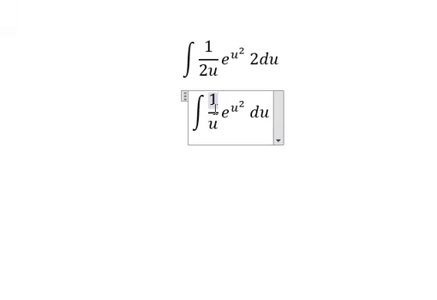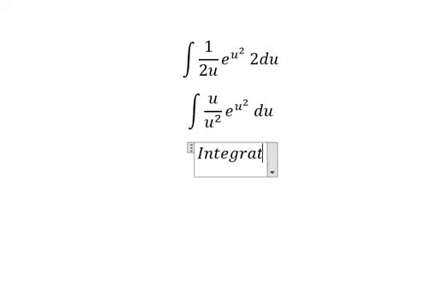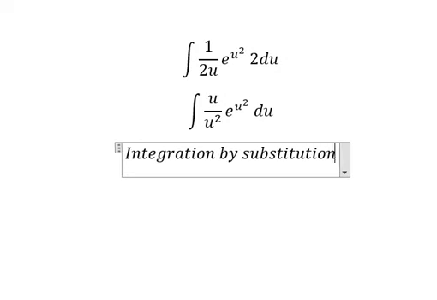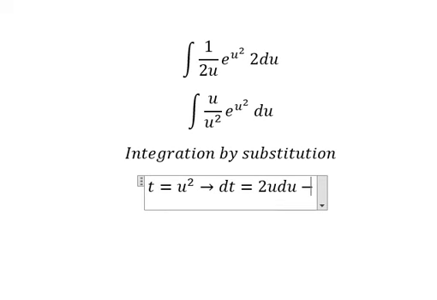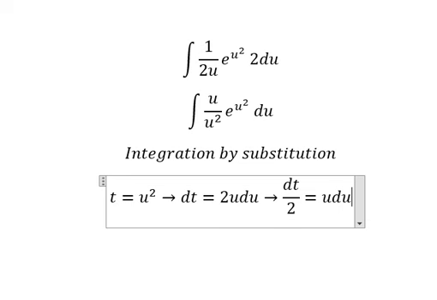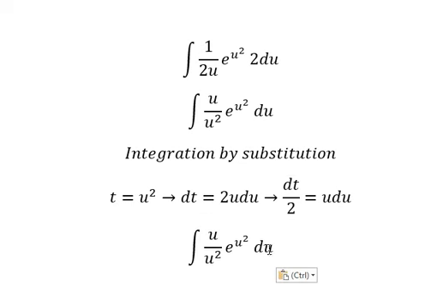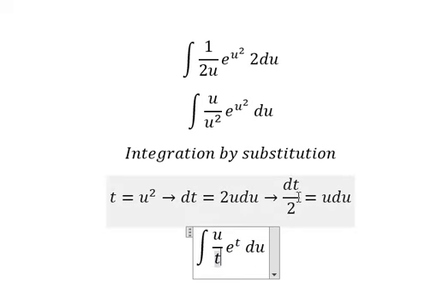Now I will put u and u squared. So we can use integration by substitution. So I will put t equals u squared. After that we need to take the first derivative of both sides, because we don't have 2, so we need to divide both sides by 2. So this one is t, this one is t, and u du we change to this one.